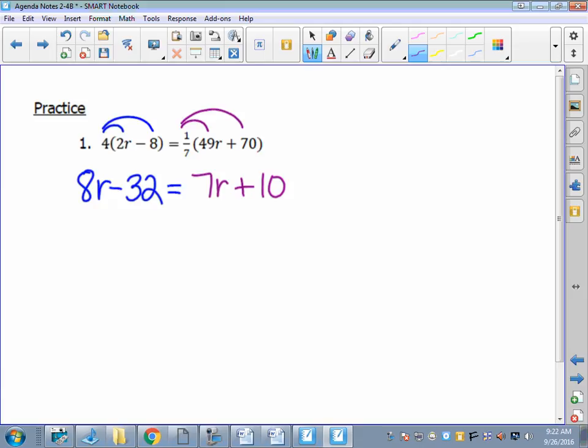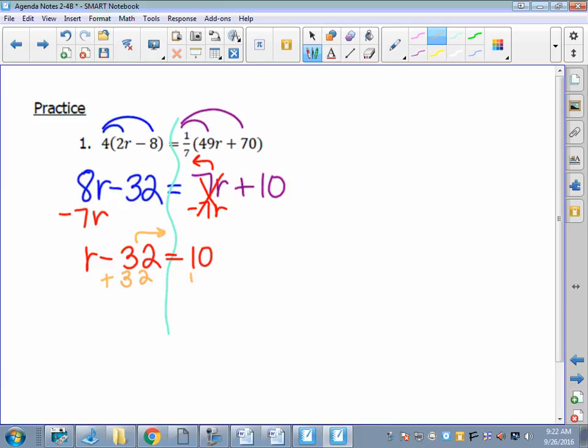That worked itself out really nicely, right? So we don't really have to worry too much about fractions. We're just solving as usual. They just kind of took care of themselves. So if I want to get this 7r out of here, I'm going to subtract 7r. And I'm going to have a 1r minus 32 equals 10. Oh, this one's a nice one. When I go ahead and add 32 to get this guy out of here, I'm going to have r equals 42. No last step of dividing needed.